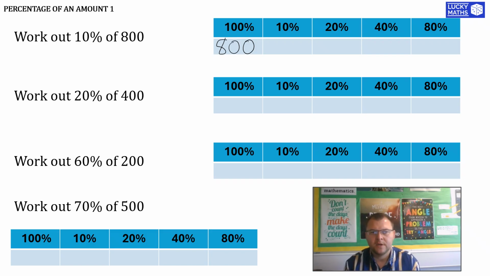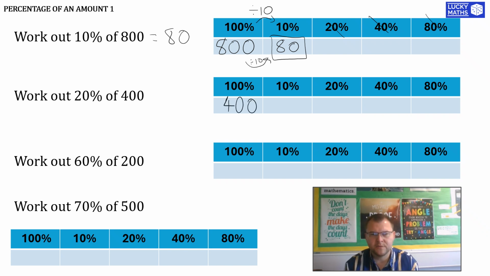Otherwise, we're going to find 10% by dividing the 100% value by 10. So 800 divided by 10 means 10% of 800 is therefore 80. And I'm not going to bother filling in the blanks I don't need to on the questions.